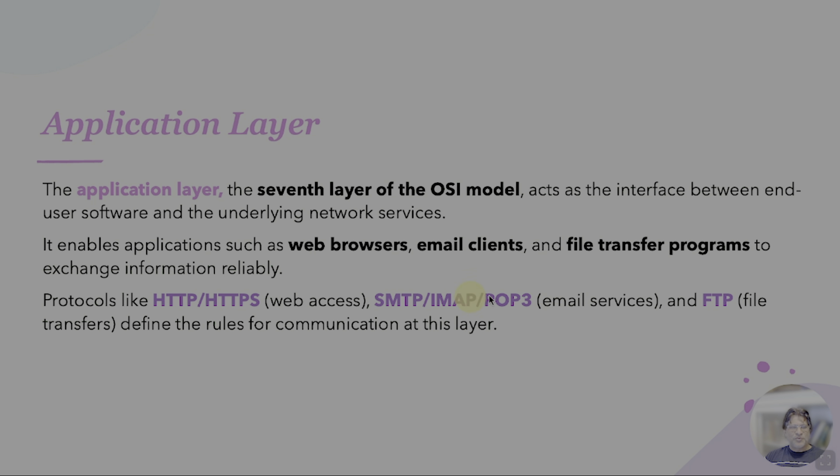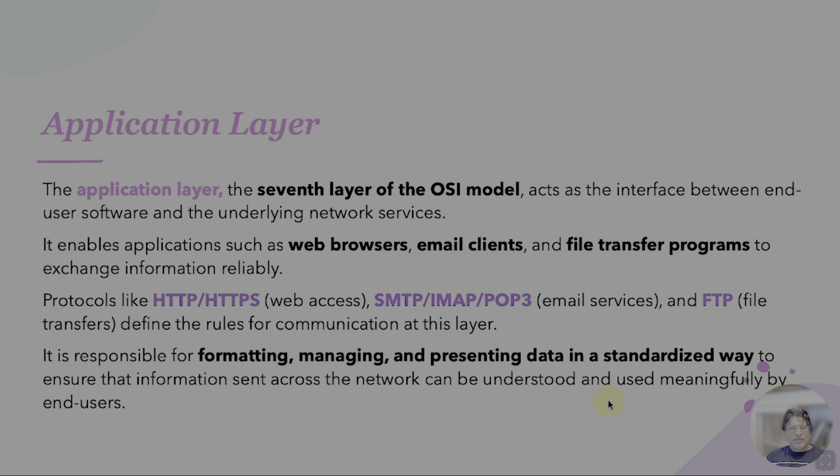So you may have heard of protocols like HTTP, HTTPS for web access, SMTP, IMAP, POP3 for email services, and FTP for file transfers. These protocols basically define the rules for communication at this layer. It is responsible for formatting, managing, and presenting data in a standardized way to ensure that information sent across the network can be understood and used meaningfully by end users. So now let's talk about each and every protocol series and what that entails.